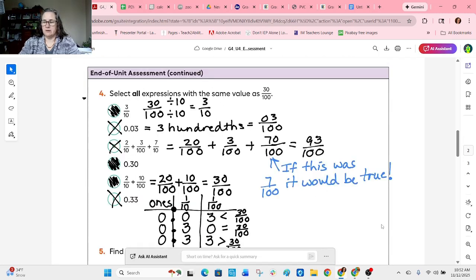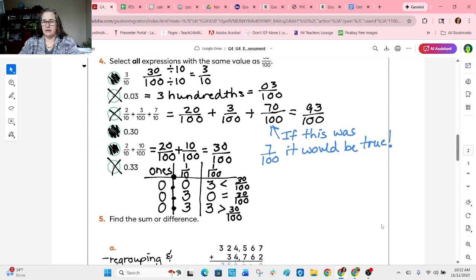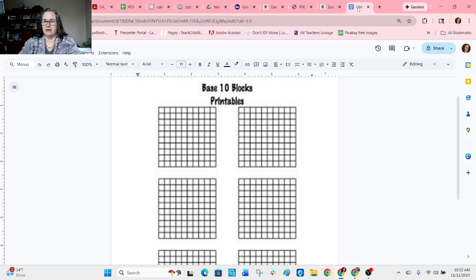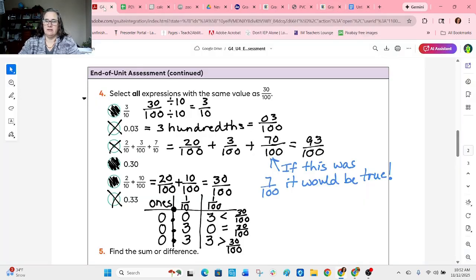Number 4 is where those decimal comparison visuals might come into play. Here we need to identify what expressions have the same value as 30 hundredths. So if students were able to identify that 3 rows or 3 columns of this model is 30 hundredths, they would also see that it is the same as 3 tenths.